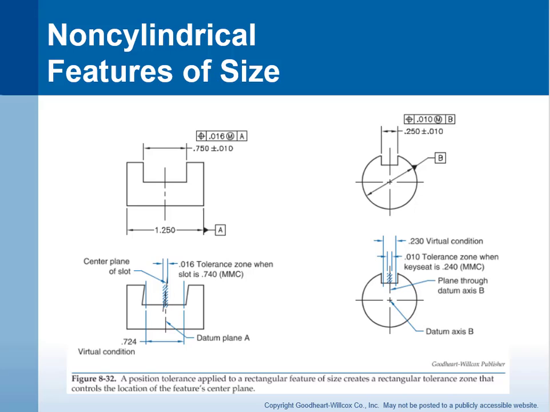And then finally, non-cylindrical features of size. We're going to put a true position on this feature of size here. And what that means is the center plane of the slot cannot vary in position by more than 16 thousandths when the slot is at its MMC. And this is similar for a keyway. Okay, this concludes the Chapter 8 lessons.